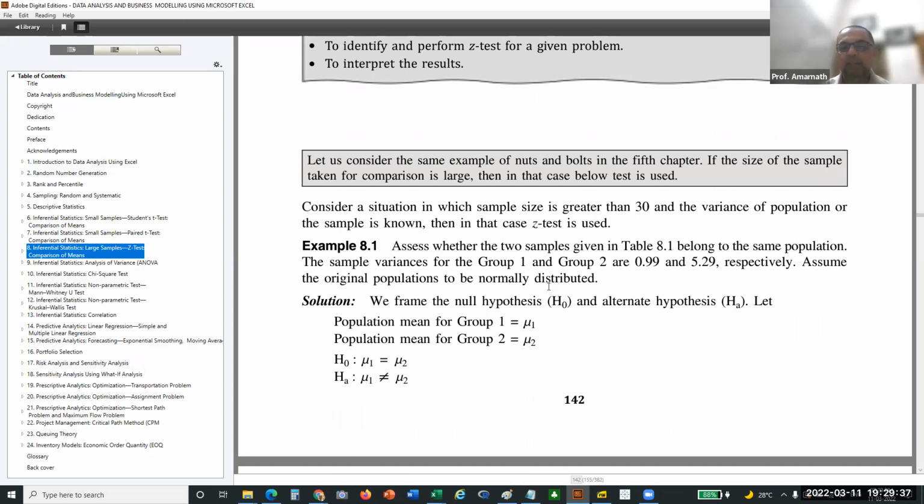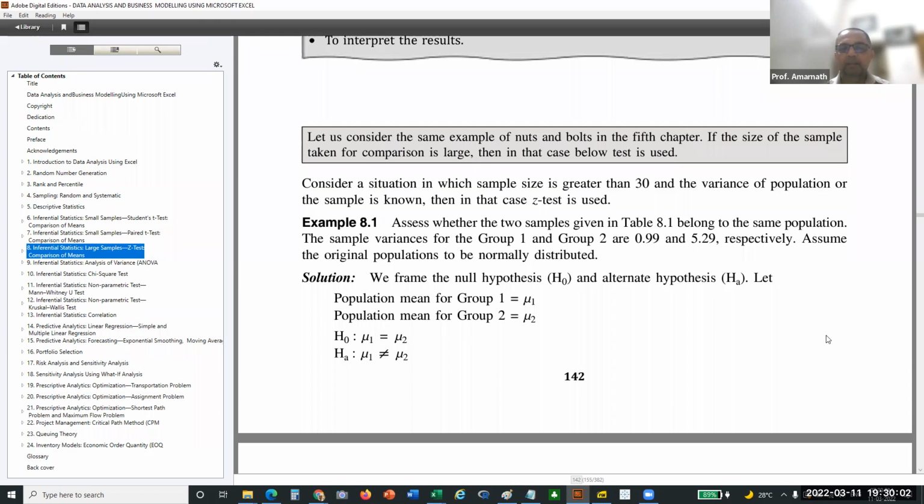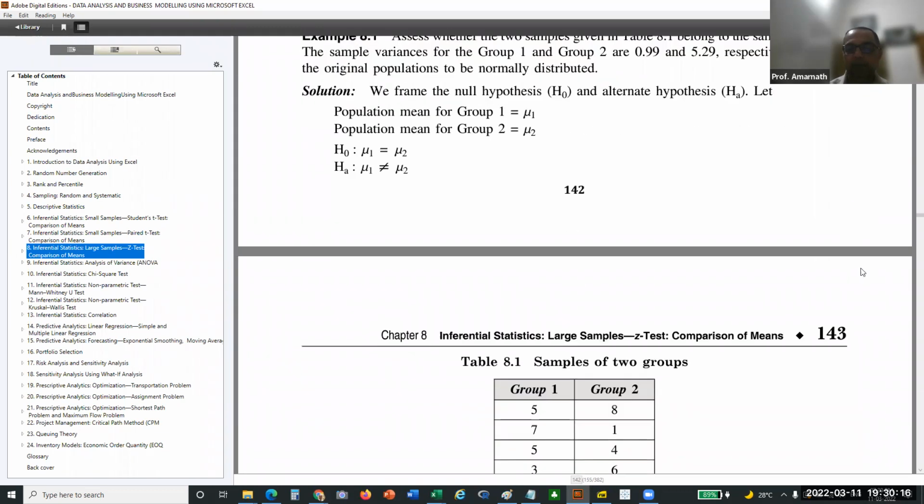Assess whether the two samples given in table 8.1 belong to the same population. Sample variances for group 1 and group 2 are 0.99 and 5.29 respectively. Assume the original population is normally distributed. So here also everything comes down to normality. My hypothesis: population mean for group 1 is mu1, population mean for group 2 is mu2. Null: mu1 equals mu2; alternative: mu1 is not equal to mu2.